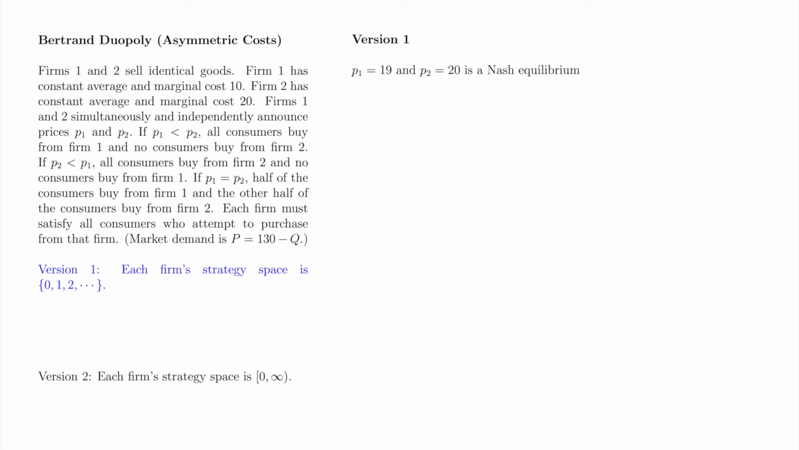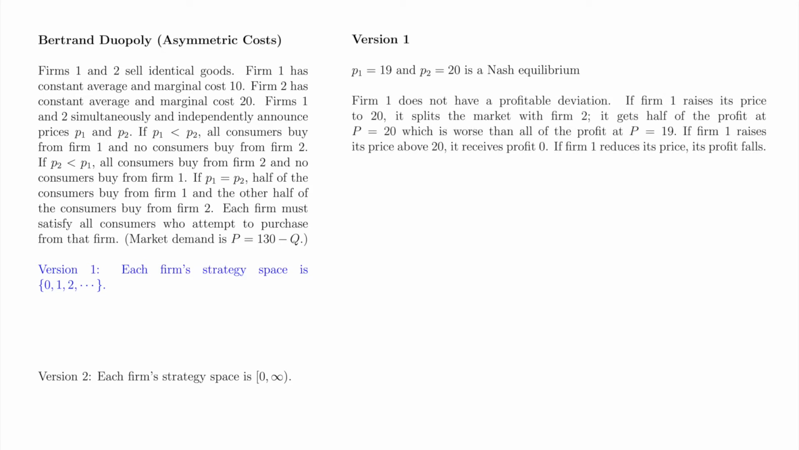Recall Bertrand's basic premise. Given the opportunity, firms will undercut each other until no more undercutting is possible. Firm 2's cost of production is higher, so at some point, firm 1 undercuts firm 2, and firm 2 cannot profitably undercut firm 1 and responds. Suppose P1 equals 19 and P2 equals 20. We'll start by showing that firm 1 doesn't have a profitable deviation. Certainly, it doesn't want to raise its price and either share the market with, or worse, cede the market to, firm 2. On the other hand, firm 1 certainly doesn't want to lower its price because that would reduce firm 1's profit. P1 equals 19 is therefore a best response to P2 equals 20.